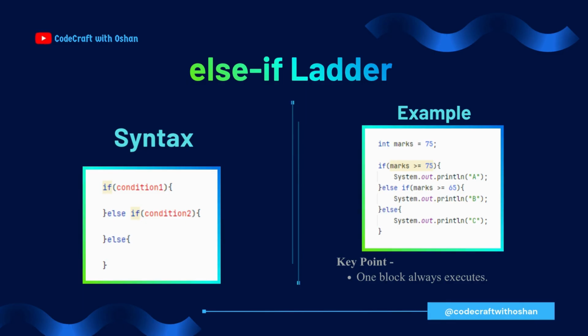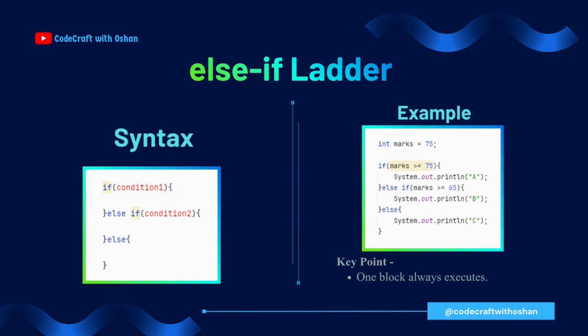Now let's make our story a little more interesting. Imagine you wake up and check the weather app. It doesn't just say raining or not raining. It says if it's raining, take an umbrella. If it's sunny, wear sunglasses. If it is cold, wear a jacket. If it is windy, stay home.